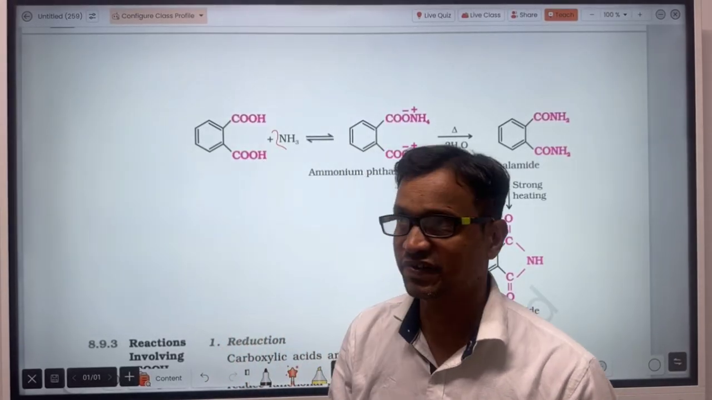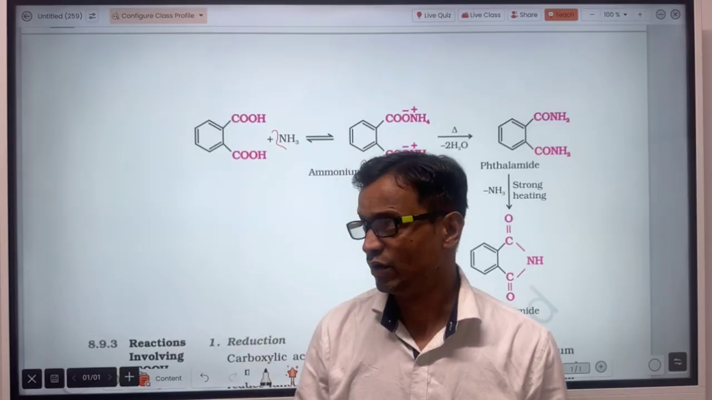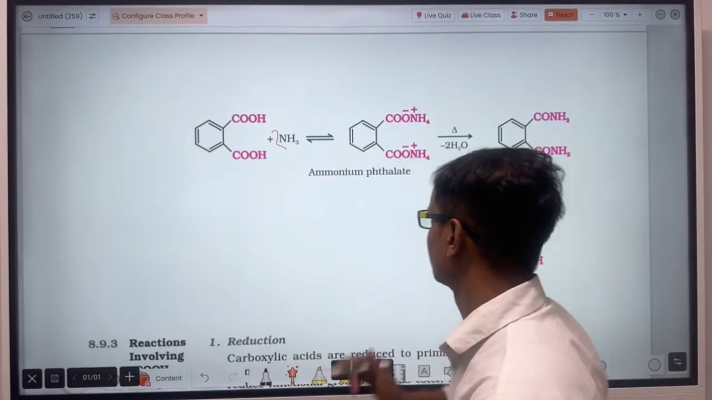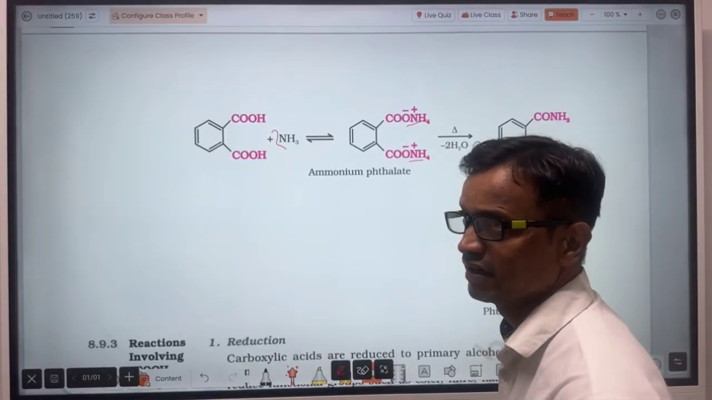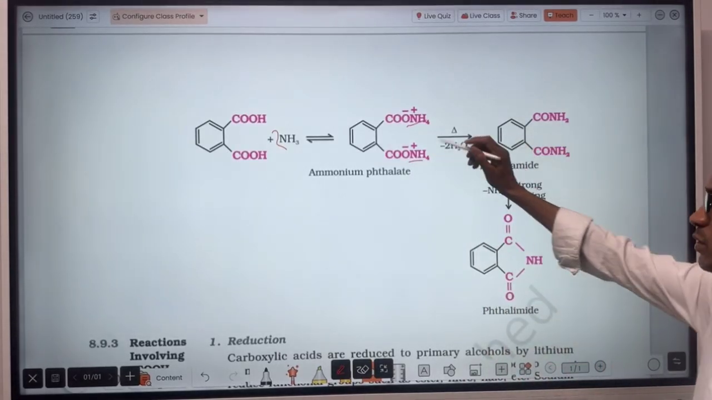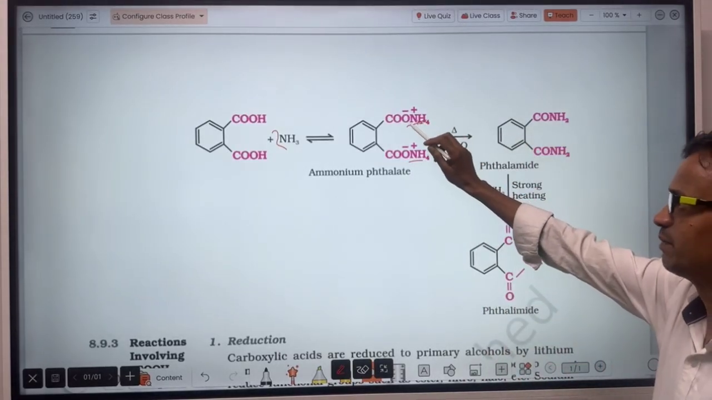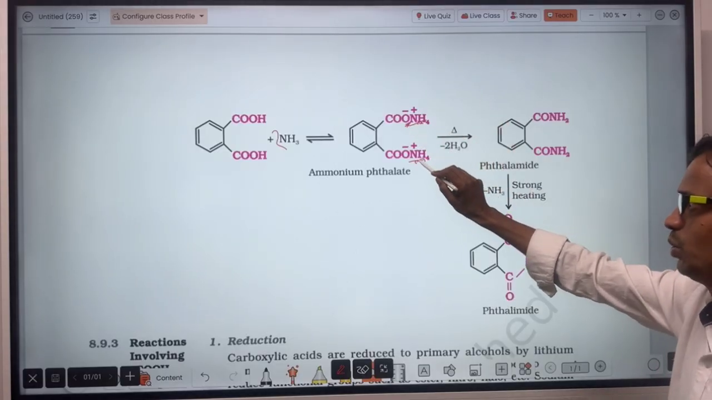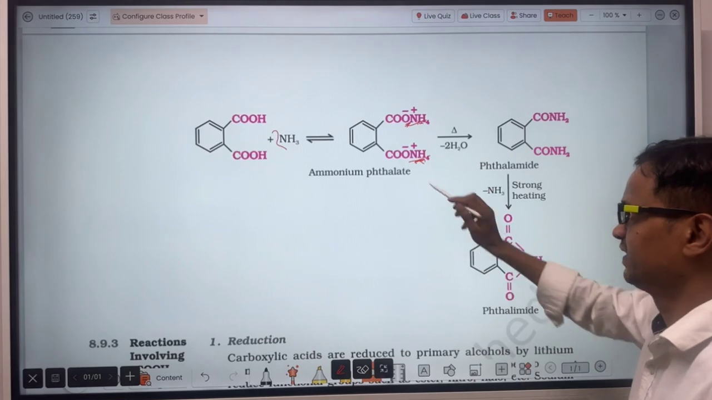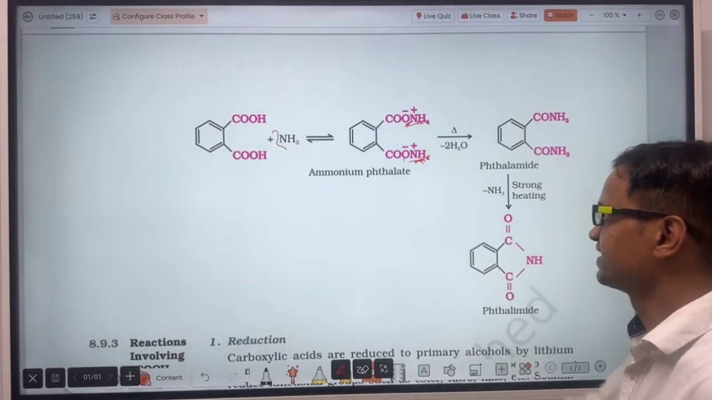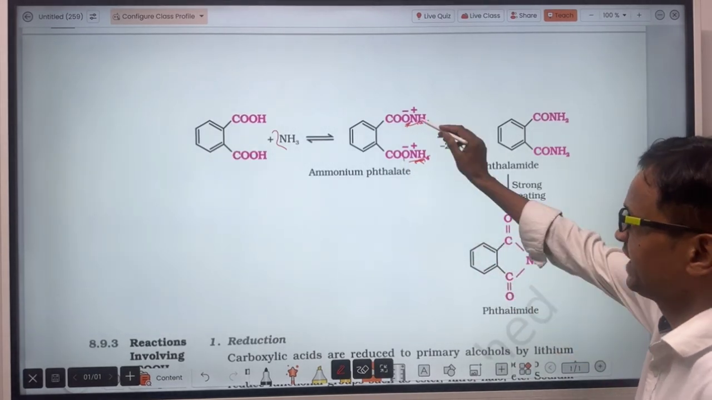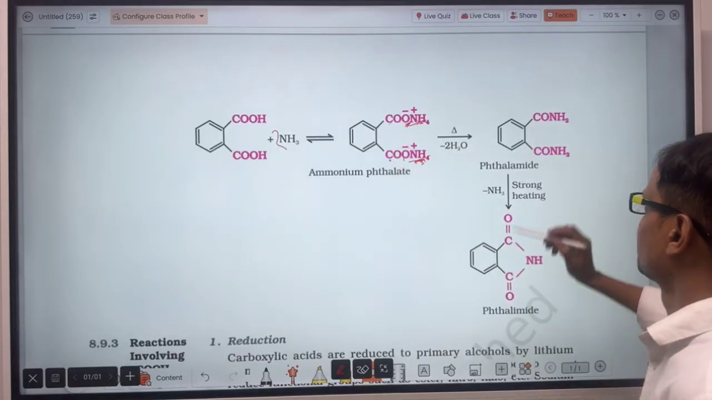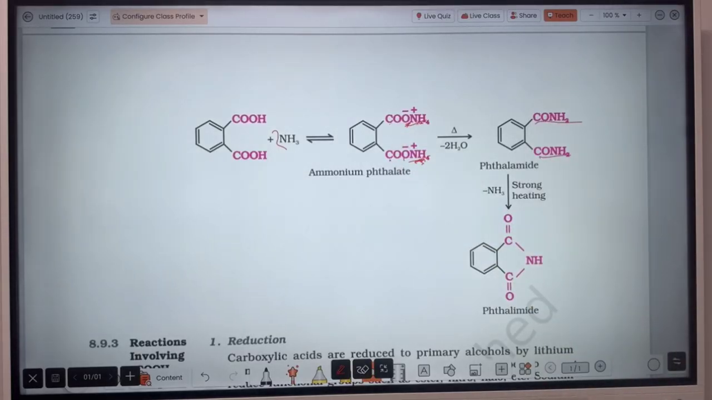Two molecules of ammonia will react with one molecule of benzene-1,2-dicarboxylic acid. So here NH4+, here NH4+. Then, you already know that the two hydrogens of this NH4+ will combine with one oxygen and release water. In the same way, two hydrogens of this NH4+ will combine with one oxygen and release H2O. So NH2 will get bonded to this carbon and NH2 will get bonded to this carbon. So that's why here amide, here amide.